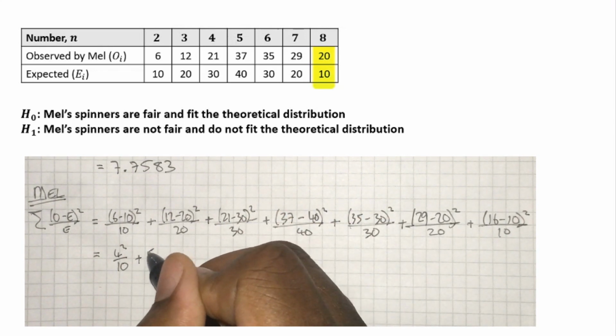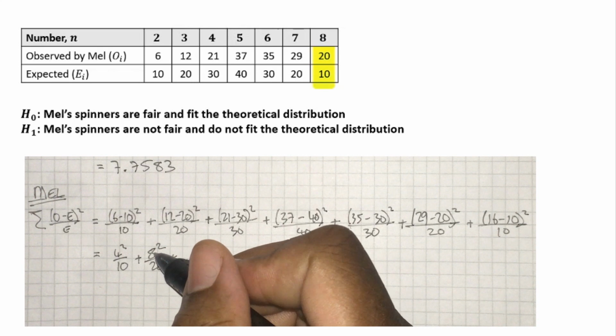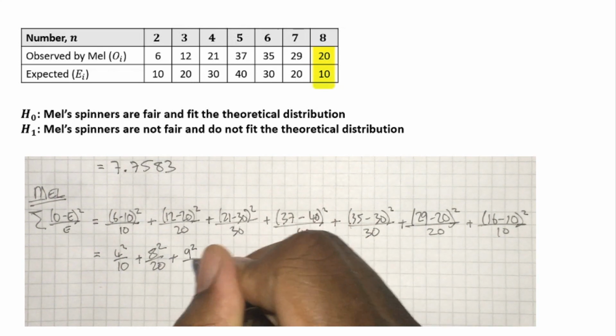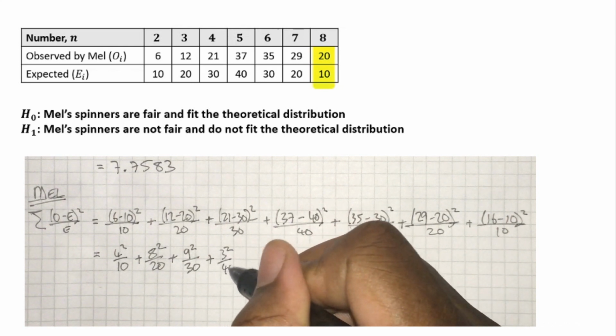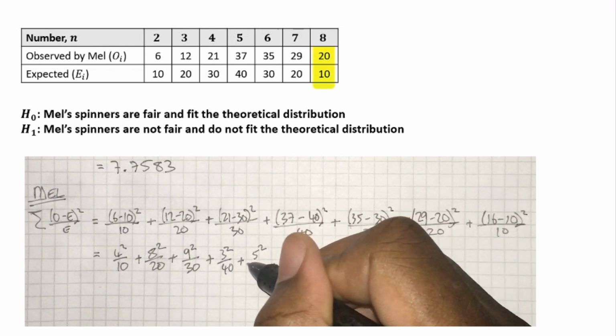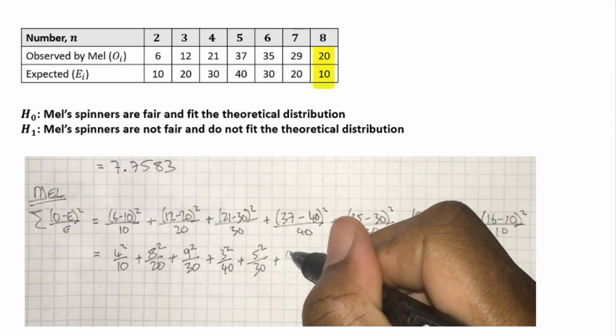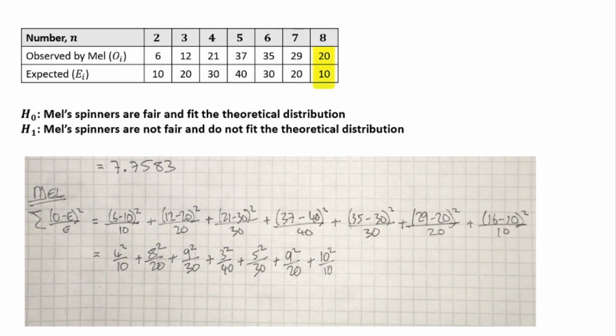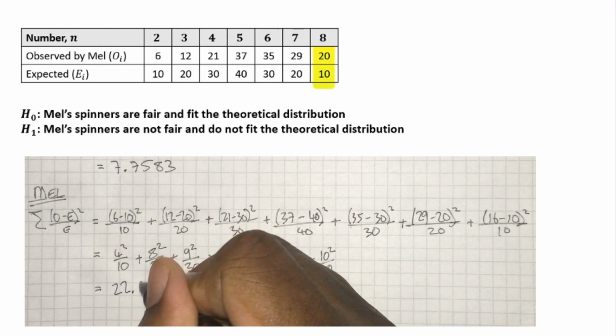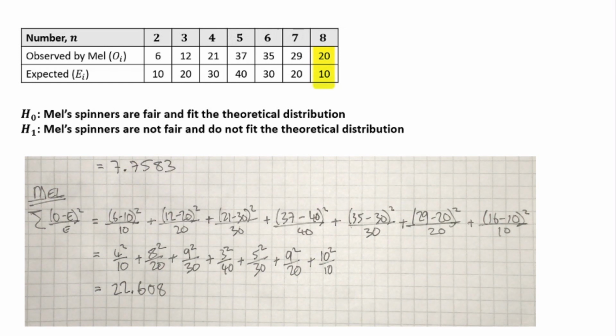Okay, so that leads to the calculation that's going to go into the calculator. 4 squared over 10, 8 squared, 9 squared, 3 squared, 5 squared, 9 squared, and 10 squared. I'm going to pick up my calculator, punch these in, and we get a chi-squared test statistic value of 22.608. Now, Mel's chi-squared test statistic value is quite a lot higher than Billy's.